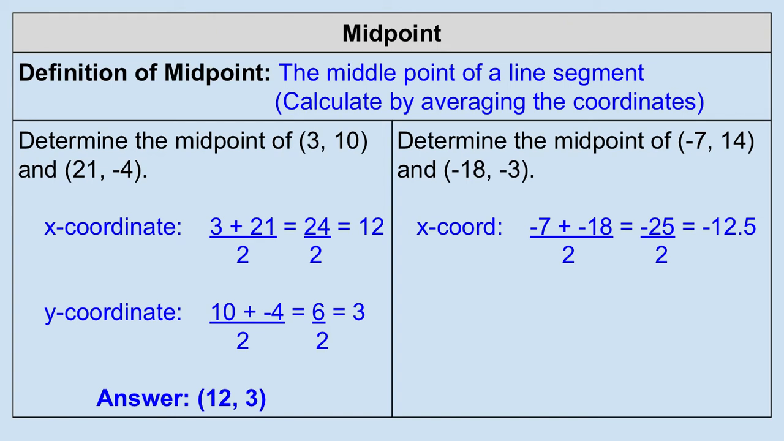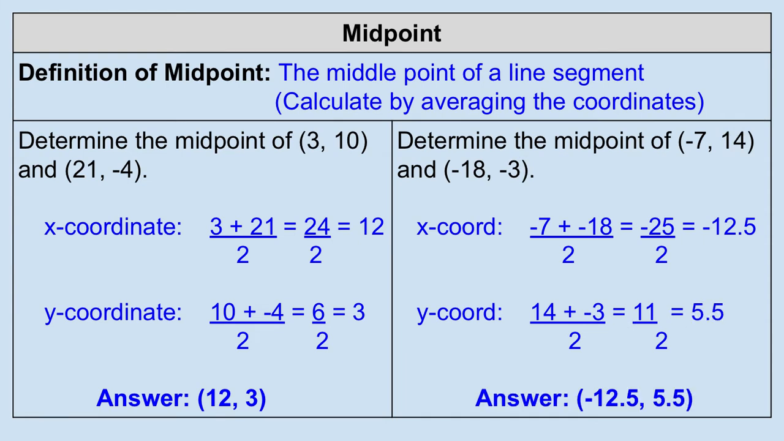So let's try the y coordinate now. So all I did here was add the 14 and the negative 3 together. I'm going to divide it by 2 as well. So 14 plus negative 3 is 11. And then 11 divided by 2 is 5.5. So here's my answer, negative 12.5, 5.5.